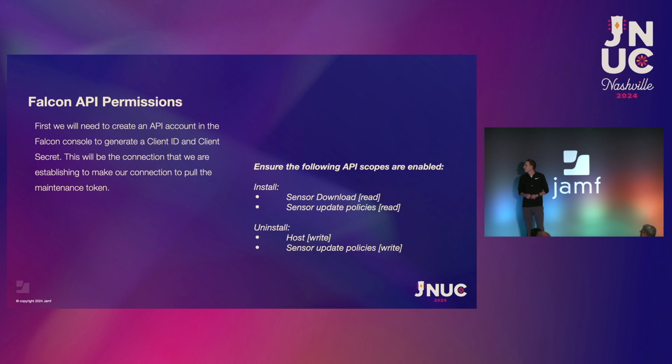So first of all, we'll need to create an API account in the Falcon console to generate a client ID and a client secret. This will be the connection that we are using to pull the maintenance token from the API console. So you'll have to make sure that you have install, sensor download, read, and sensor update policies read, and then uninstall, host, write, and sensor update policy write. So again, this is the API account that you have in the CrowdStrike console that we'll be utilizing for this script.